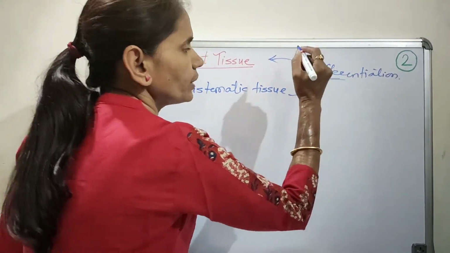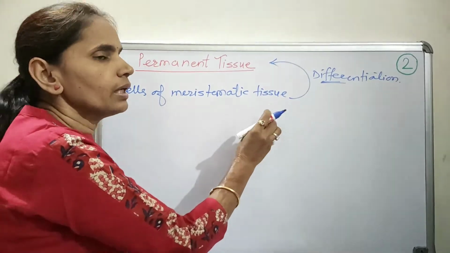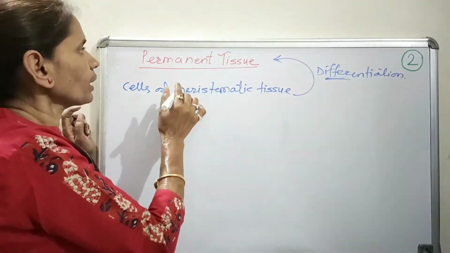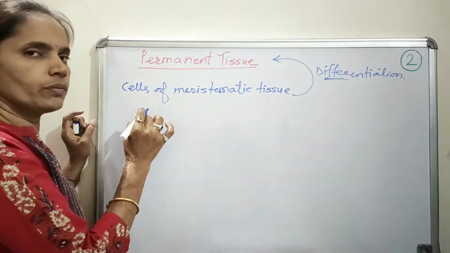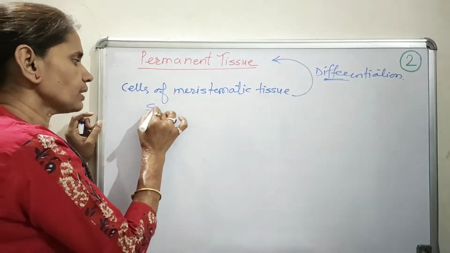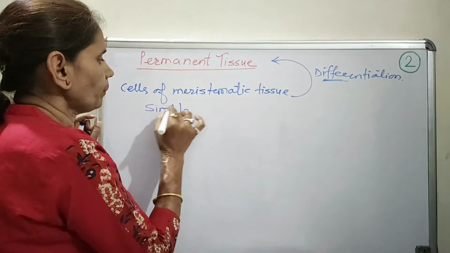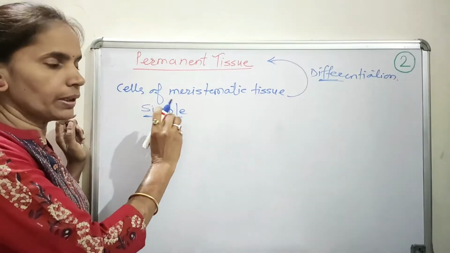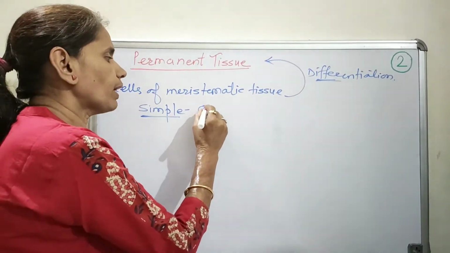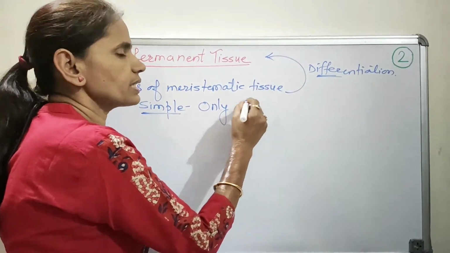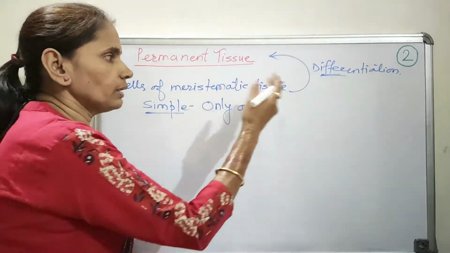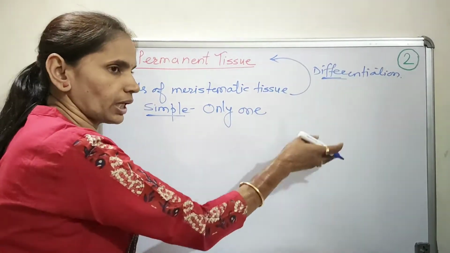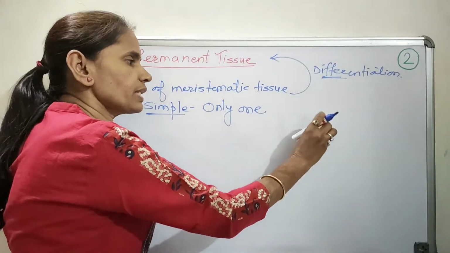Now what is the meaning of differentiation? That is, they attain a permanent shape, size, and they are now committed for a specific function. Now these permanent tissues, on the basis of their structural complexity, are either simple permanent tissue or complex permanent tissue. What is the difference between the simple and complex? The simple permanent tissue is made up of only one type of cell, and all these cells are alike. While the complex permanent tissue consists of more than two different types of cell, while they are performing the same function.